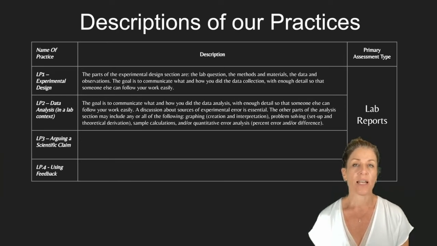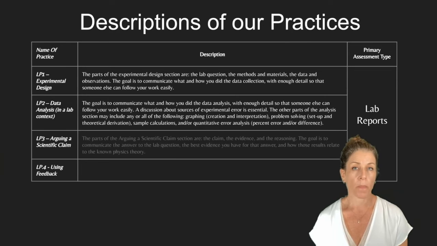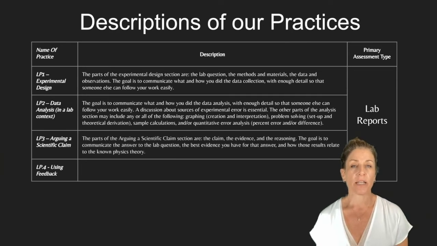The other parts of the analysis section may include any or all of the following: graphing, problem solving, sample calculations, and/or quantitative error analysis, all of which I will teach you how to do. Arguing a scientific claim includes the claim, the evidence, and the reasoning. The goal is to communicate the answer to the lab question, the best evidence you have for that answer, and how those results relate to the known physics theory.